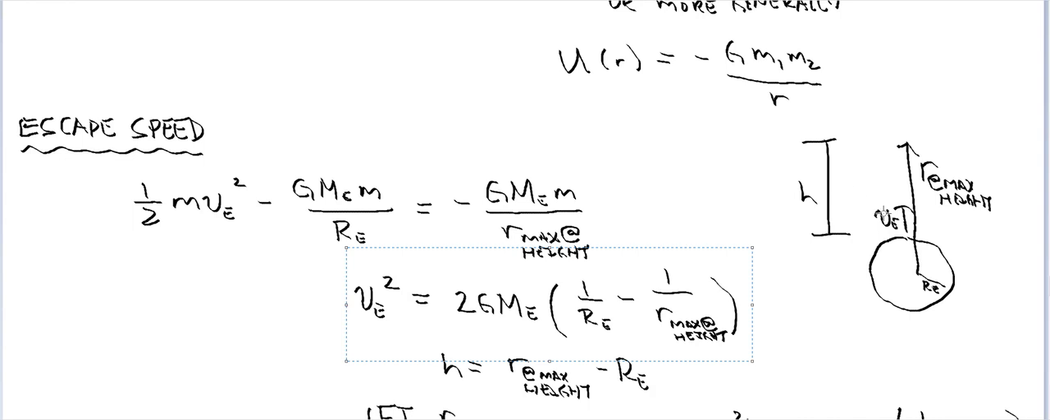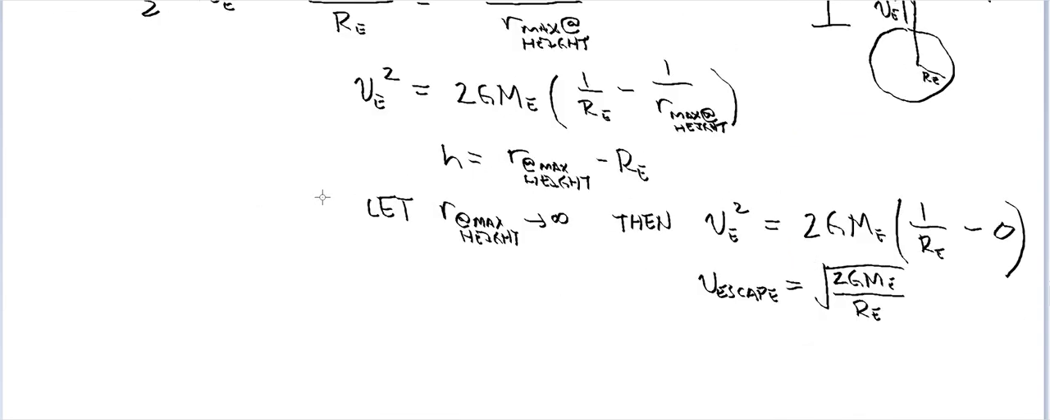We could also remember that the maximum height h is just going to be the radius at its maximum height minus the radius of the Earth, right? That is in picture form here. h is just equal to r at its maximum height minus the radius of the Earth.